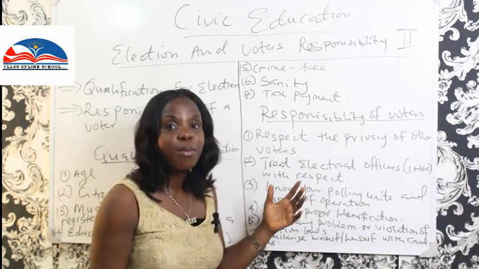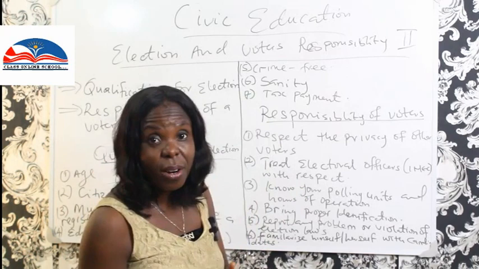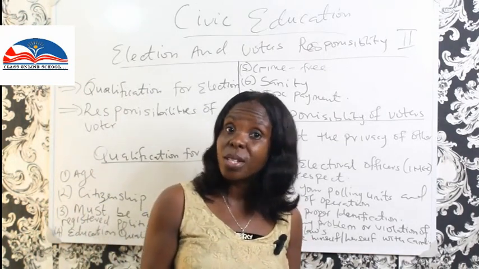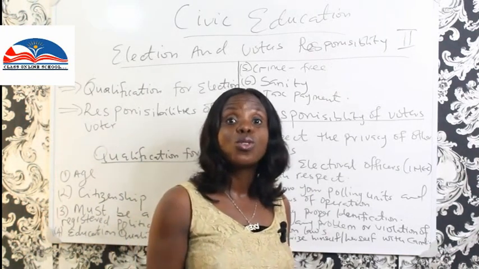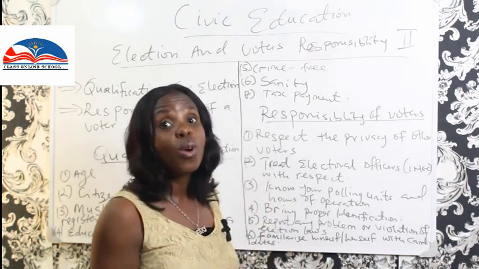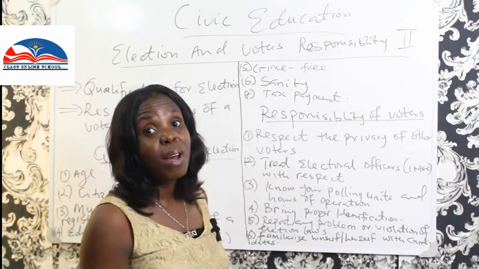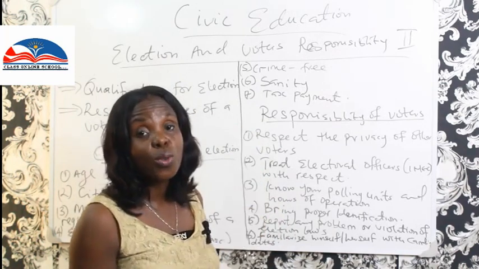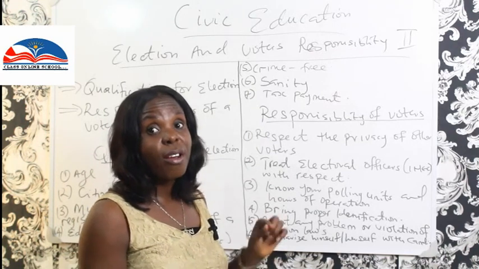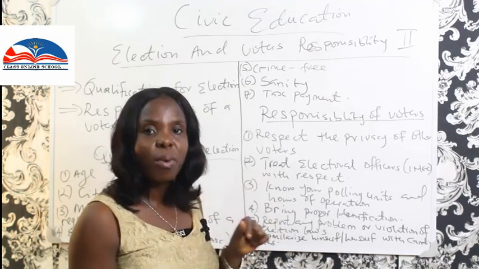Then we'll talk about crime-free. If you're a criminal, you have a criminal record, you're not supposed to be voted into office. And there are some crimes you will commit, and you will not go to polling units to vote. Your rights might be restricted. You can't be in prison and go to the polling units to vote. So if you are a criminal, you can't be voted into power.